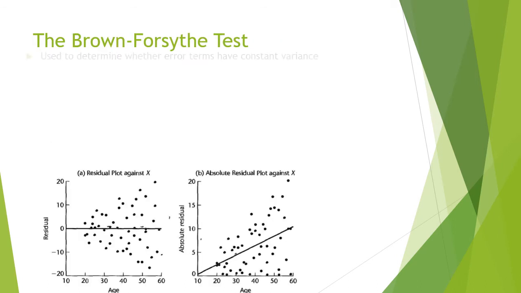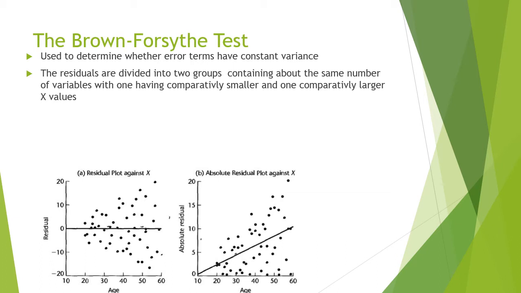The Brown-Forsyth test is a test used to determine whether error terms have consistent variance. In the test, the residuals are divided into two groups. Each group contains about the same number of variables, with one having comparatively smaller and one comparatively larger x values. Next, a calculation is carried out which will determine a p-value. And according to that p-value, we will either accept or reject a null hypothesis.